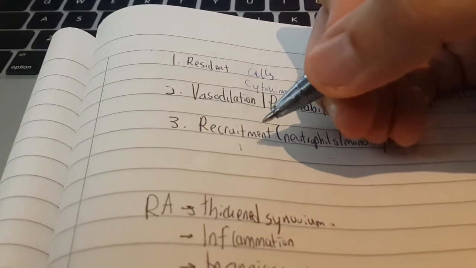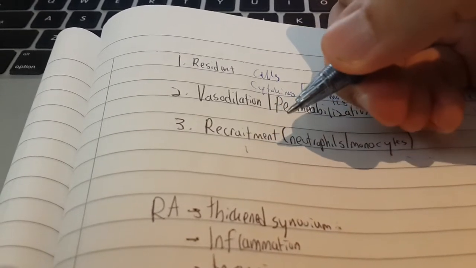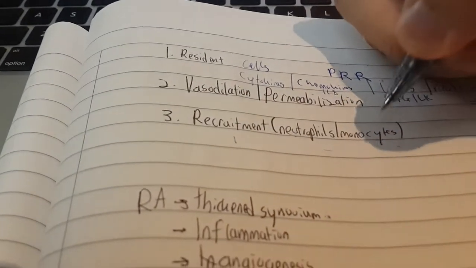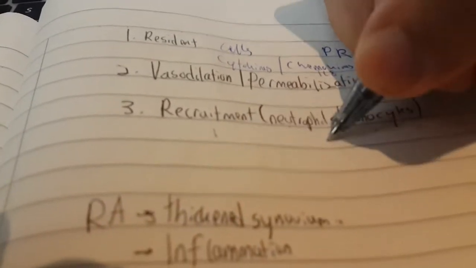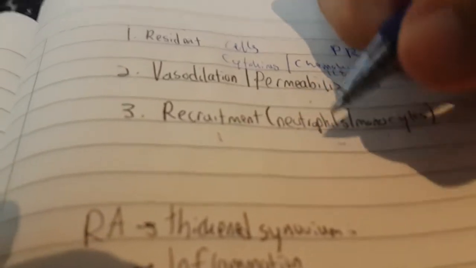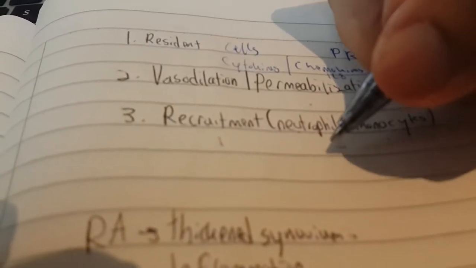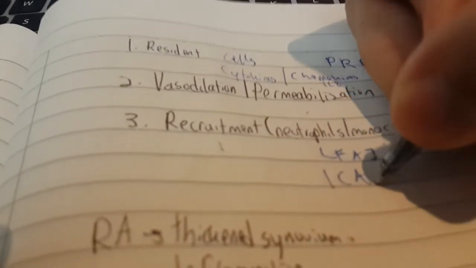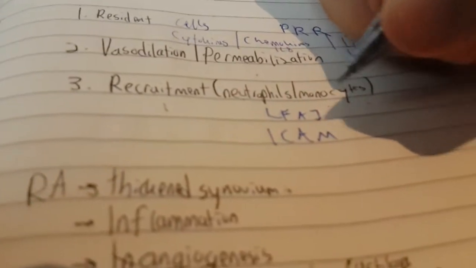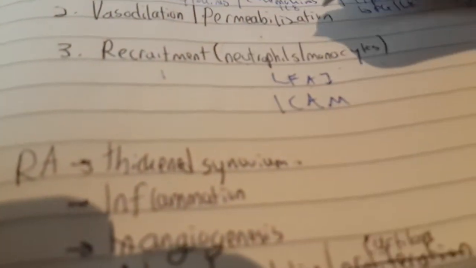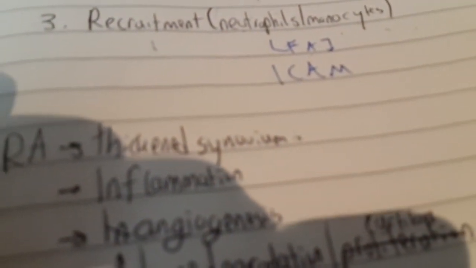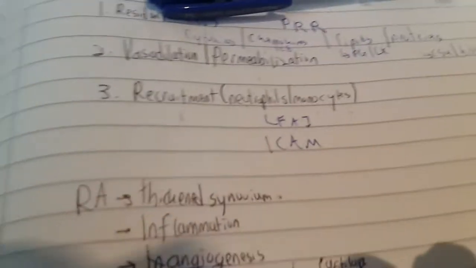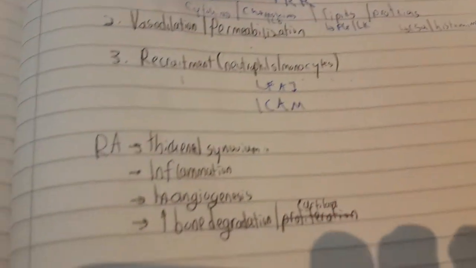As for recruitment, it is caused by chemoattractants like interleukin-8 mainly, which can be detected by neutrophils and monocytes, causing them to perform diapedesis to go from the circulation into the infected tissue. And this is done mainly by 2 receptors, LFA1 and ICAM. ICAM will be found on the endothelial cell of blood vessel wall, and LFA1s will be found on neutrophils and monocytes.